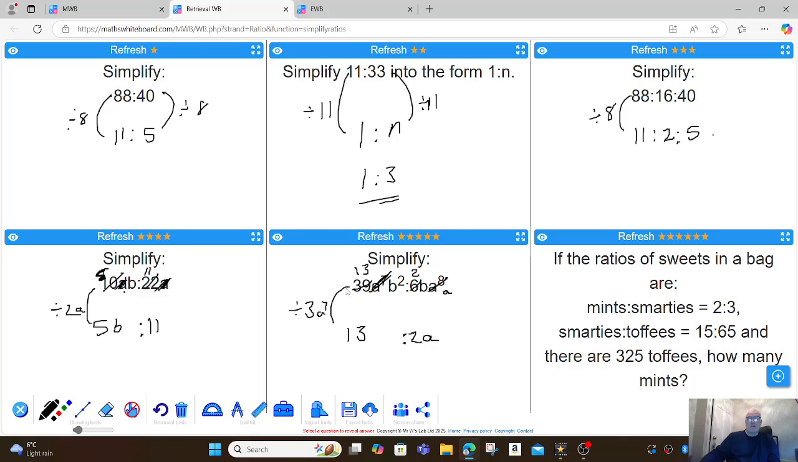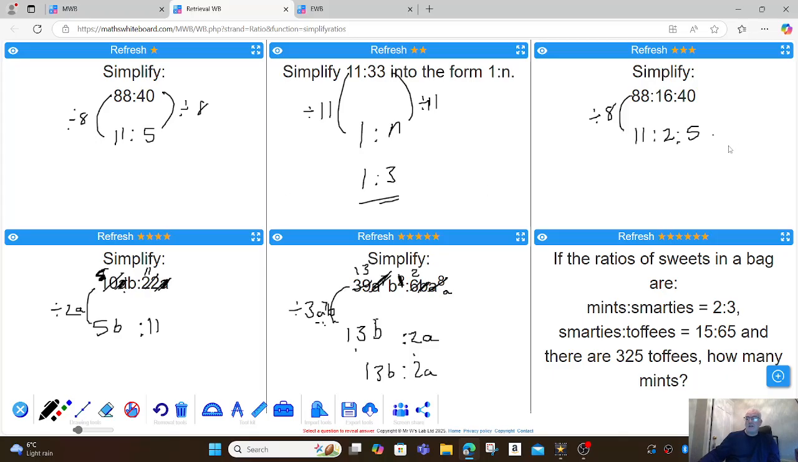If I'm looking at the b's now, I've got b to the power of 1 on the right hand side, so I could take a b out as well, and I've got b to the power of 2, so I could take one of those b's out, so that would give me 13b ratio 2a. So I've simplified the numbers fully, and I've taken out as many algebraic terms as I can as well. So 13b ratio 2a.